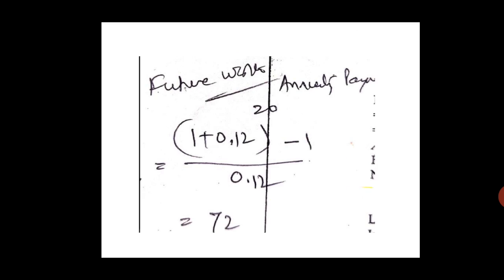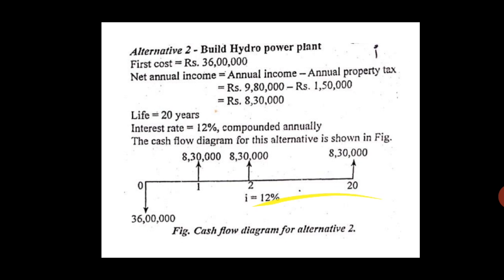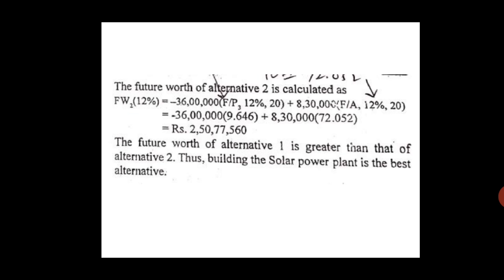So we can see the future worth of alternative 1 is 3 crores 25 lakhs, which is greater than this 2 crores 50 lakhs. Hence the future worth of alternative 1 is greater than that of alternative 2. Thus building the solar power plant is the best alternative. This is how you use the future worth method.